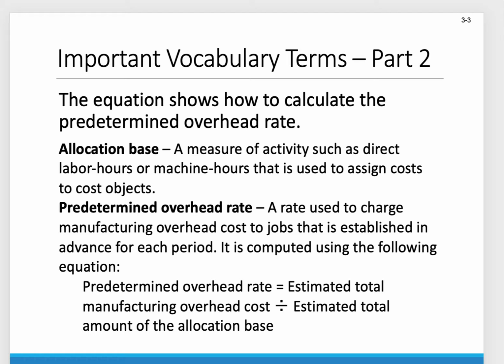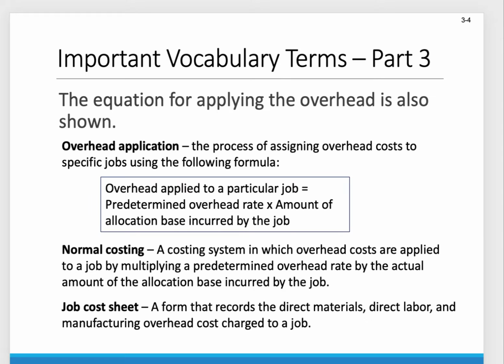We know what the predetermined overhead rate is, right? We use this to charge that manufacturing overhead to each job, okay? Hopefully by now we know the predetermined overhead rate formula or equation. We should have that memorized already. Remember, we take our estimated total MOH divided by the estimated total allocation base or cost driver.